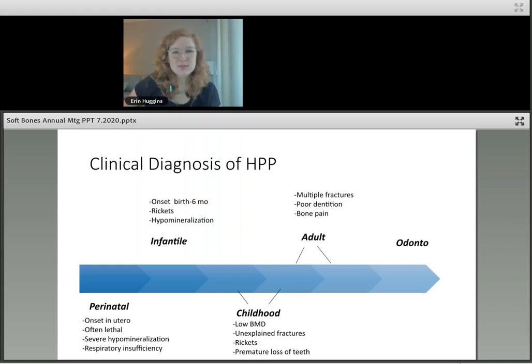Adult onset HPP is another one that, again, we kind of get into that overlap range. Some adults will not develop symptoms until much later in life. They can experience multiple fractures, poor dentition as well, and of course bone and muscle pain. However, a lot of these adults, whenever we're meeting them for the first time for their diagnosis, they're looking back and saying, oh yeah, I did lose some teeth really young, or I did have a fracture that seemed a little bit more severe than we thought it would for what happened.